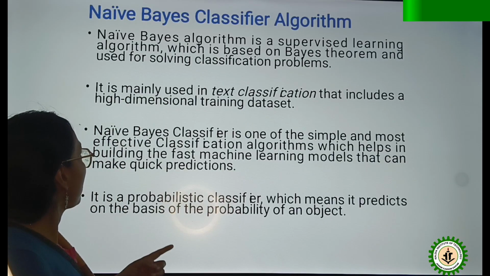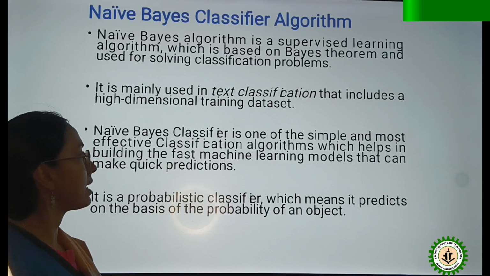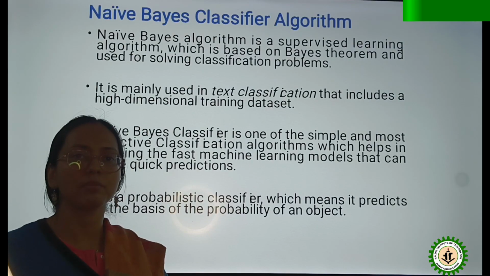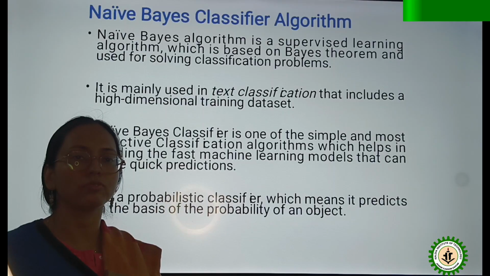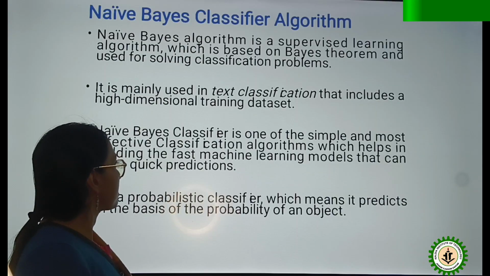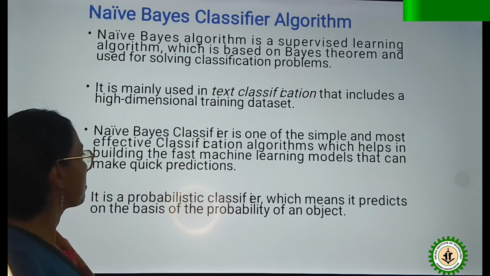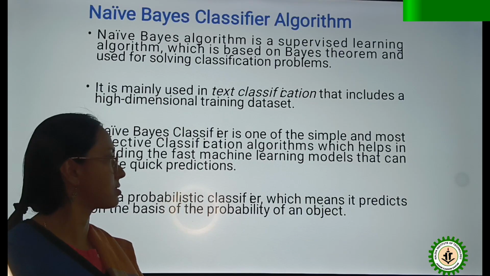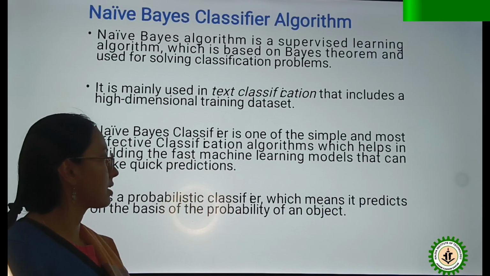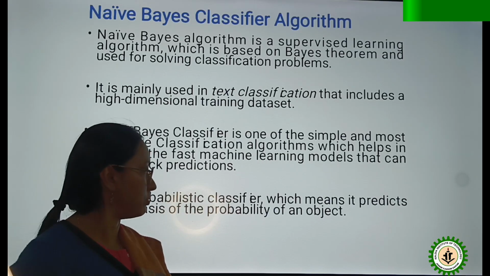Coming to the application area, as it is mentioned, it is mainly used in text classification areas that include high dimensional training datasets. So what do you mean by a high dimensional training dataset? High dimensional means it contains one or more features inside the training dataset. Naive-Bayes classifier is one of the simple and most effective classification algorithms which helps in building fast machine learning models that can make quick predictions. Also, it is called a probabilistic classifier, which means it predicts on the basis of the probability of an object.